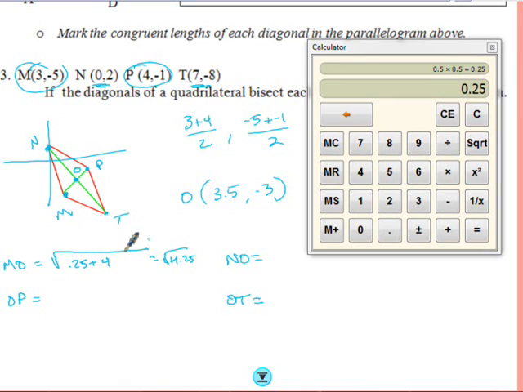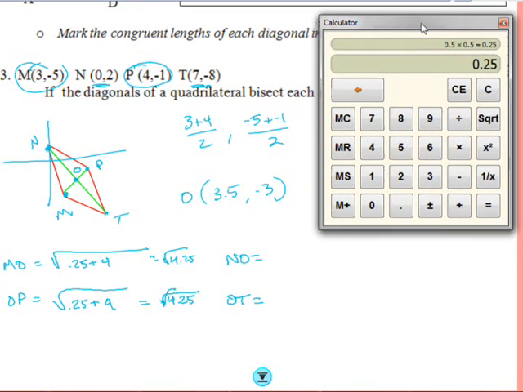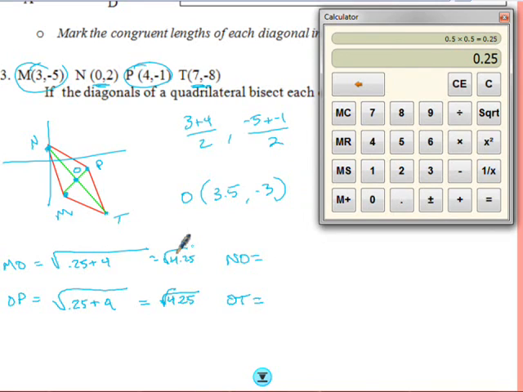And we want that to be congruent to OP. So let's see, the square root of, the difference here from O to P is 0.5, so that's 0.25 when we square it. And the difference from negative 3 to negative 1 is 2, and 2 squared is 4. So again, that's the square root of 4.25. That's the ugliest radical ever. All right, so we have that one. Let's take a look at NO. So we know those two, we can mark those. That does bisect that.